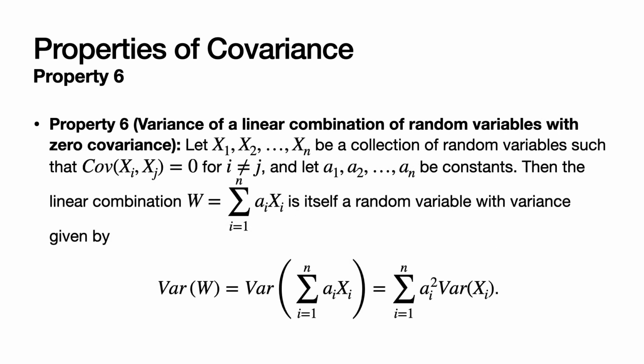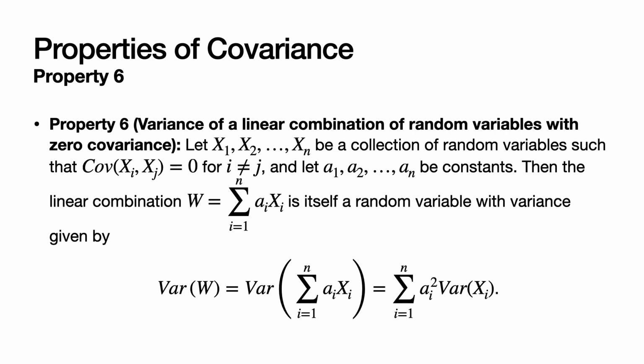Property 6 gives us a way to calculate the variance of a linear combination of random variables that are pairwise uncorrelated, that have zero covariance among themselves. So let x1, x2, and so forth up to x sub n be a collection of random variables such that the covariance of x sub i and x sub j is equal to 0 for all i not equal to j, and let a1, a2, and so forth up to a sub n be constants. Then the linear combination w, given by the sum i going from 1 to n of a sub i times x sub i, is itself a random variable, and its variance is given by the following expression.